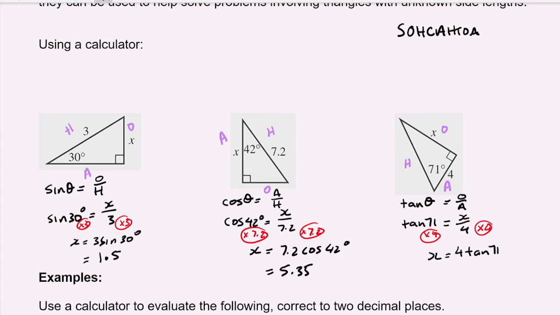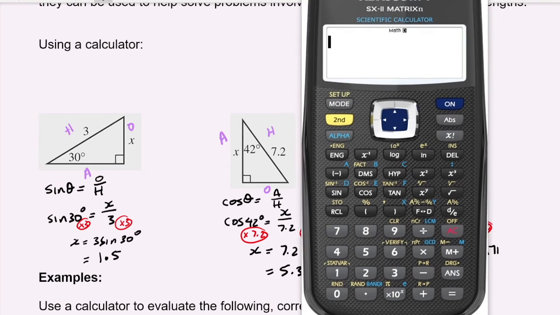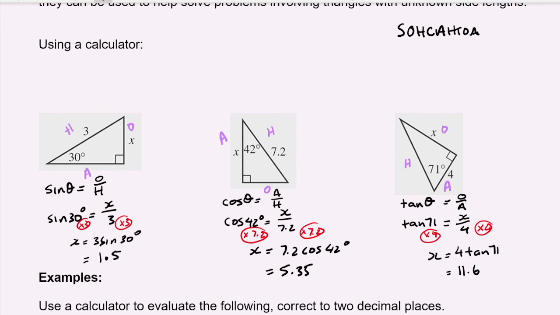Okay, that's where we're up to. Let's find our calculator again. Pop it over this side. We have 4 tan 71. It equals, and we'll go to 2 decimal places again, so it'll be 11.62. Okay, so this is what's happening this video. Let's keep going.